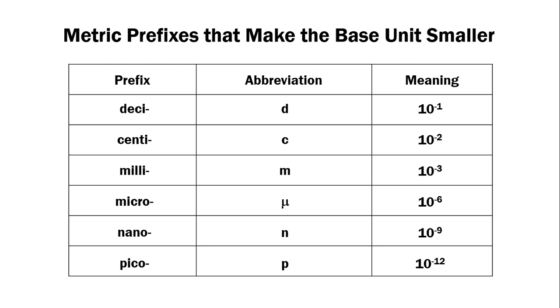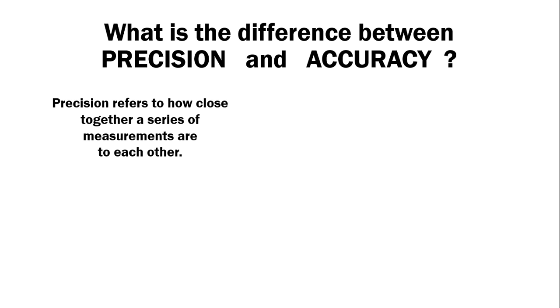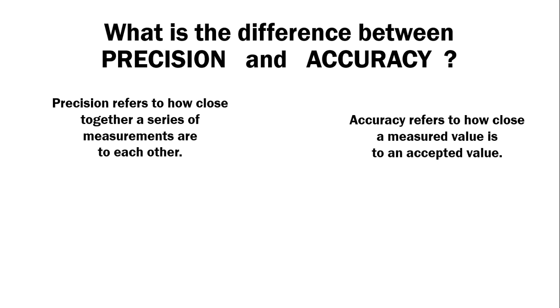So now on to a distinction between precision and accuracy. These words are often used interchangeably in everyday experiences about being precise and being accurate. Of course, in science class, it'd be nice to be both precise and accurate with your measurements, but sometimes what happens when you're taking a set of data is you might be precise, but not necessarily accurate. So here's the difference. Precision refers to how close a series of measurements are to each other, and accuracy refers to how close a measured value is to the accepted value.